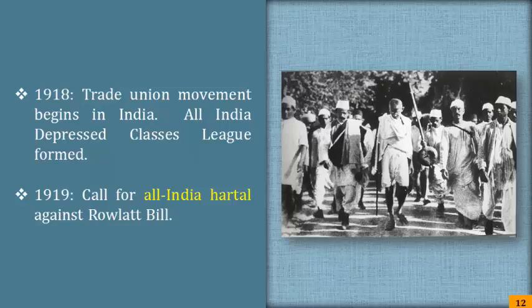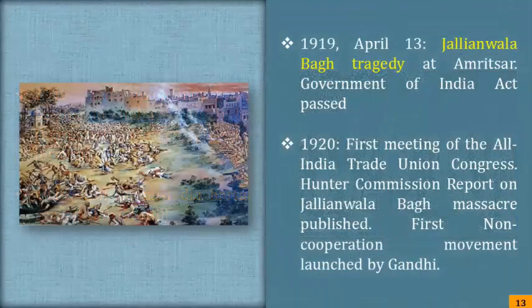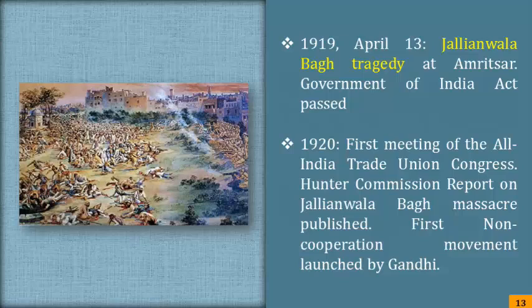1919. Call for All India Hartal against Rowlatt Bill. 1919. April 13th. Jallianwala Bagh tragedy at Amritsar. Government of India Act passed. 1920. First meeting of the All India Trade Union Congress. Hunter Commission report on Jallianwala Bagh massacre published. First non-cooperation movement launched by Gandhi.